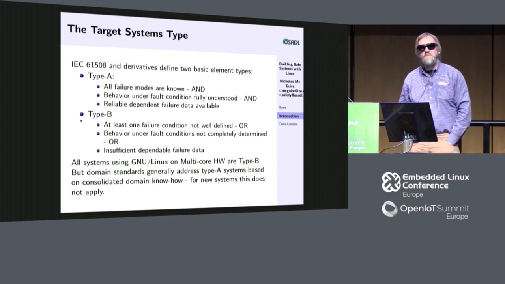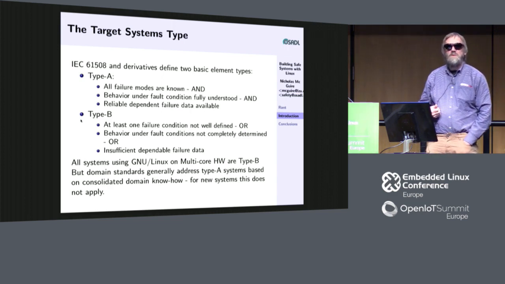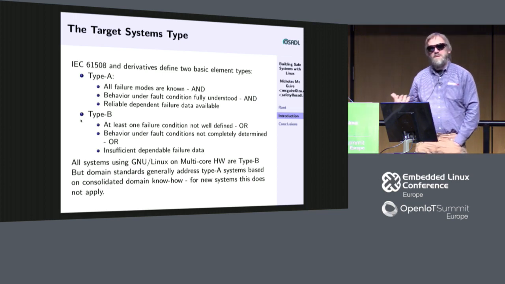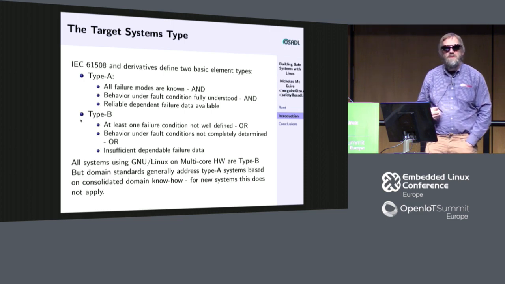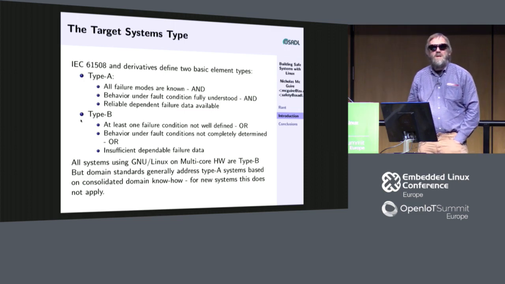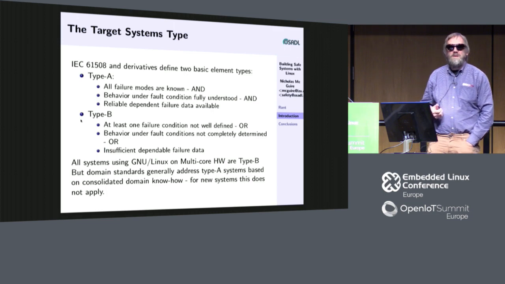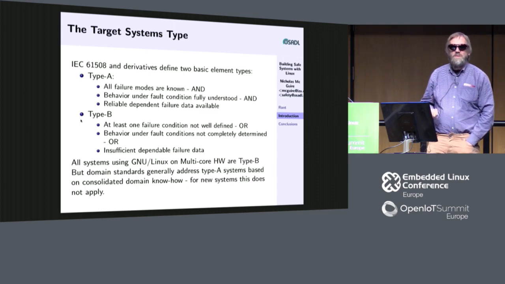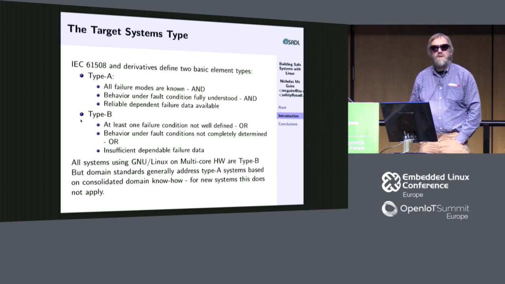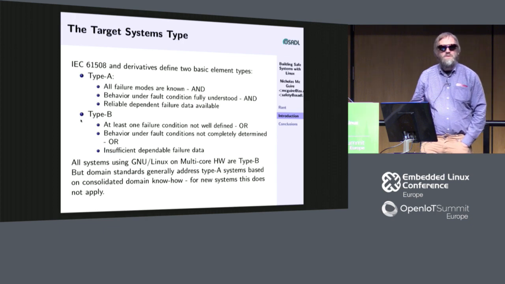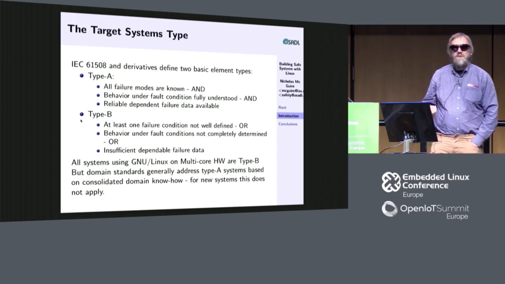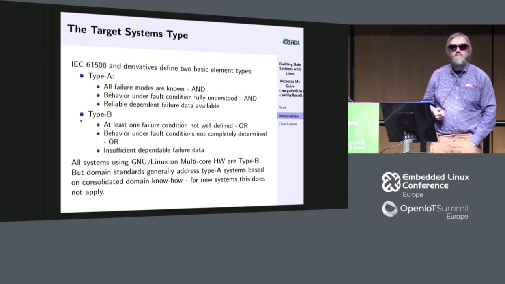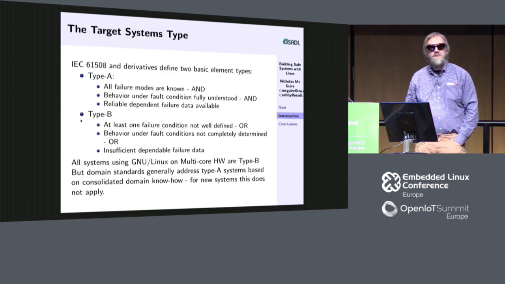So we have some reliable data, hopefully, from previous similar systems. And if we have that, and we can judge the severity in the context of the specific system, then we basically have the necessary data to do risk estimation of the system. Now, if any one of these requirements or assumptions is not satisfied, we're in a type B system. So we don't know all failure modes, or we don't know the behavior of the system under one or more of the failure modes, or we don't have reliable field data.